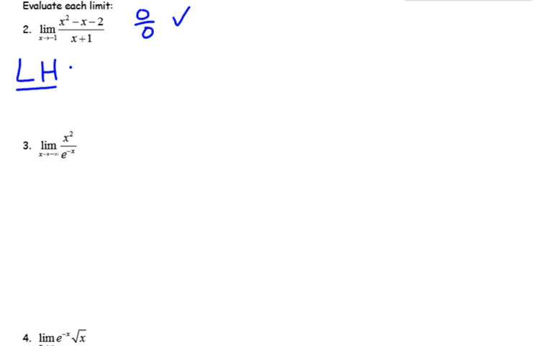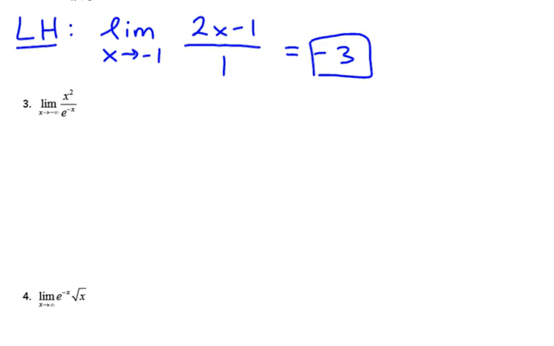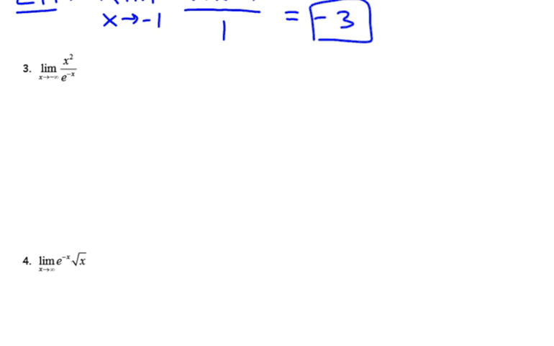Okay, so applying L'Hopital's rule, remember to keep the limit, and then that would be 2x minus 1 divided by 1, and now if I plug in -1, you get -2 minus 1, which is -3. Okay, example 3. So now our limit is approaching -infinity.